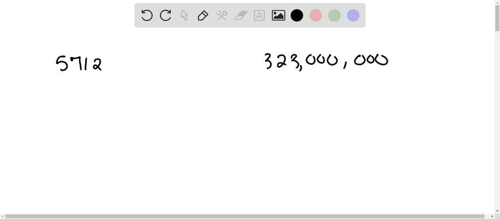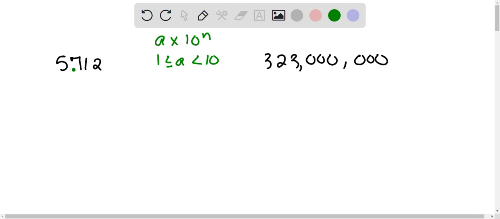In order to solve this, we're going to start by moving things into scientific notation. As a reminder, scientific notation is A times 10 to the n, where that number A has to be greater than or equal to 1, but strictly less than 10. So I'm going to move the decimal points so that the A is found there. For 5,712, I'm going to move the decimal point between the 5 and the 7, because now I have 5.712, and that's found between 1 and 10.